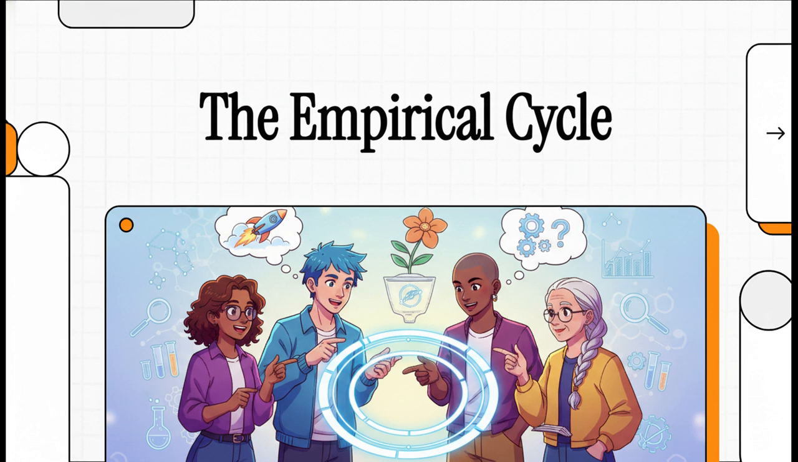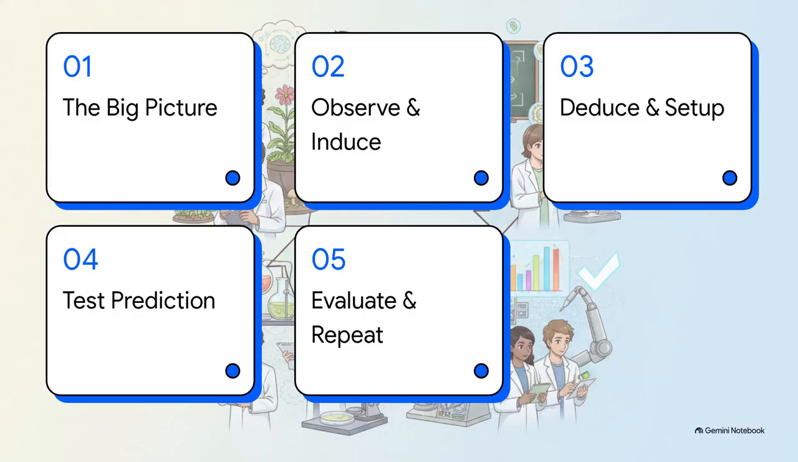So today, in this explainer, we are exploring the empirical cycle. It's absolutely the best framework out there for combining systematic observation and logic to test our hypotheses about how the world really works. Okay, let's dive into this.